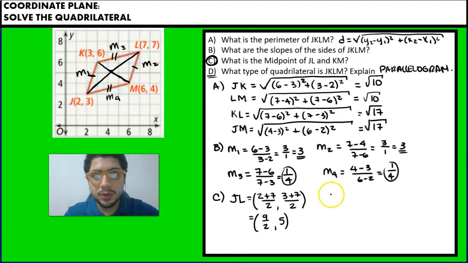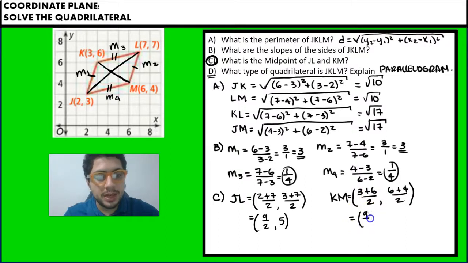Now let's find the midpoint for KM. We're going to do exactly the same. We're going to add 3 plus 6 divided by 2, and 6 plus 4 divided by 2. So 3 plus 6 divided by 2 is going to be 9 over 2, and 6 plus 4, 10 over 2 is going to be 5.